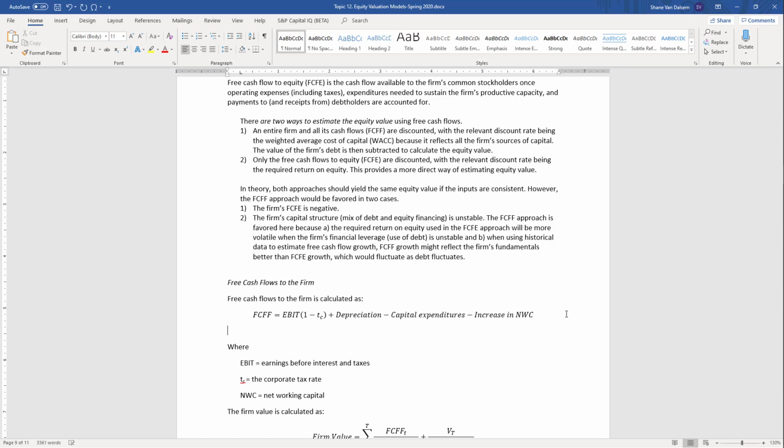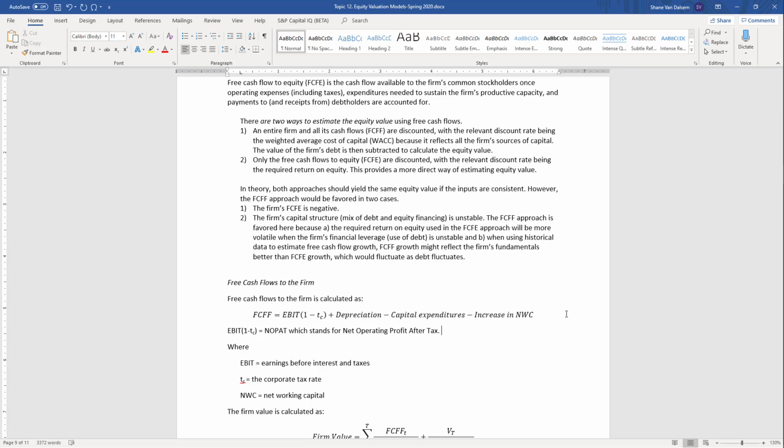I'm just going to add that in here in case that comes up for you sometime in the future. EBIT multiplied by 1 minus the corporate tax rate, T sub C, is equal to NOPAT, which stands for net operating profit after tax. From that, we add back depreciation expense because it's a non-cash charge.